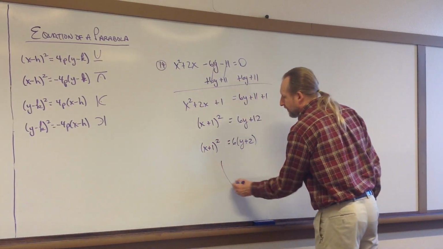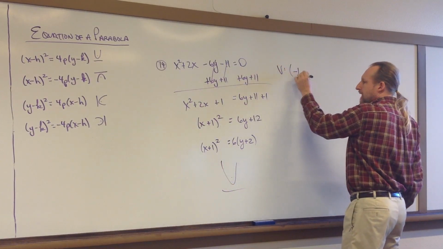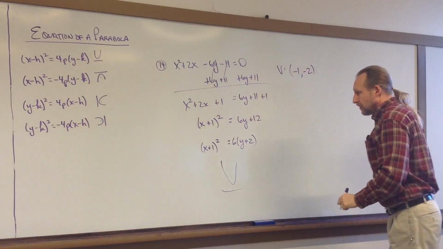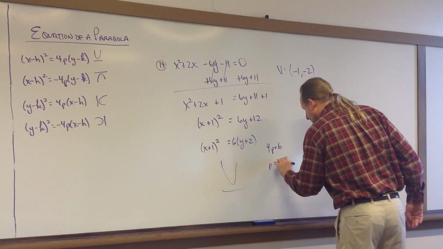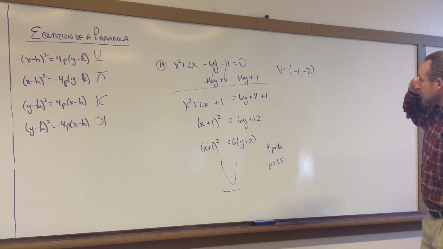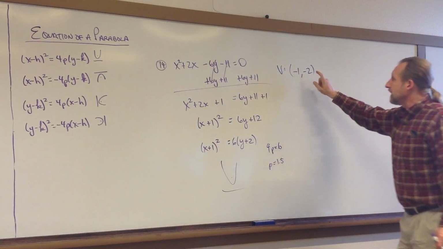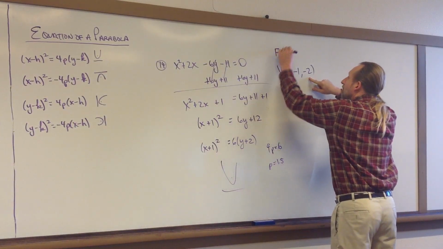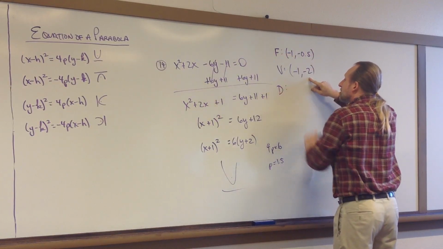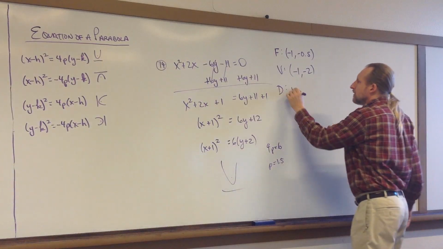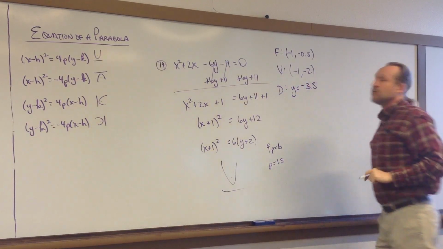So this is an upward facing parabola. And our vertex is going to be the point -1, -2. 4p is equal to 6, so p is 1.5. So the focus is going to be 1.5 places above this. The directrix is going to be a horizontal line 1.5 places below the vertex.